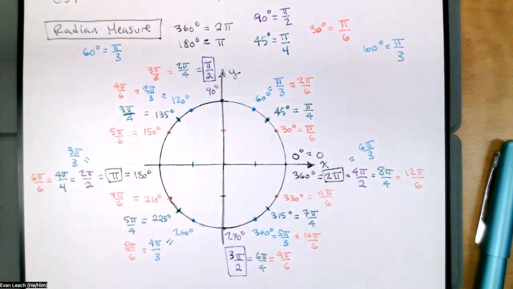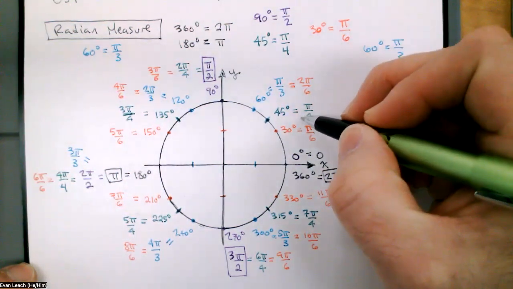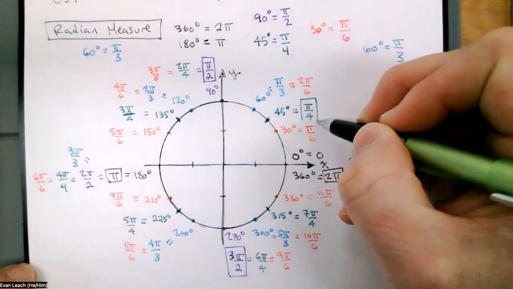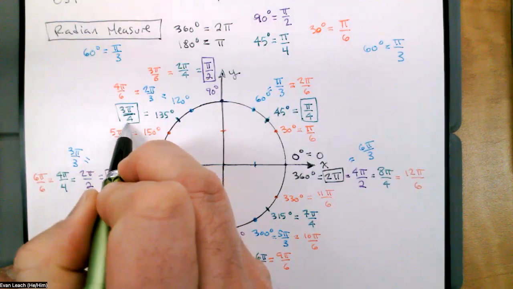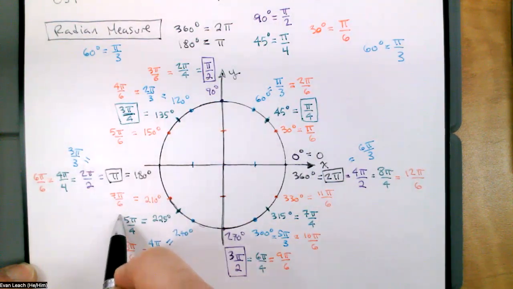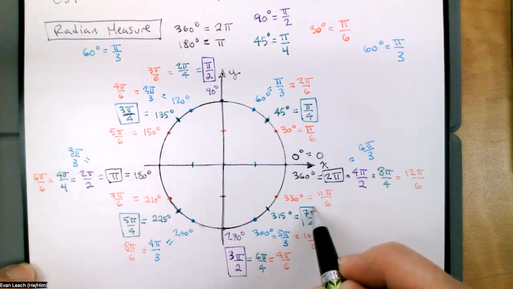At the 45s, there are 4 that are sticking around, 1 in each quadrant. The names we need to know for 45 are pi over 4, 3 pi over 4, 5 pi over 4, 7 pi over 4.